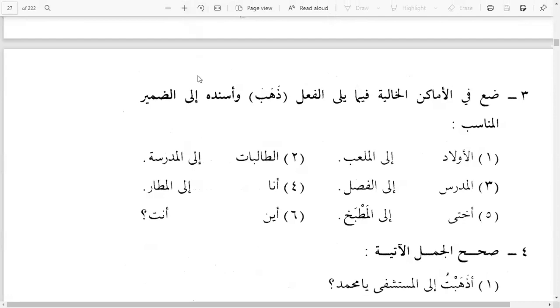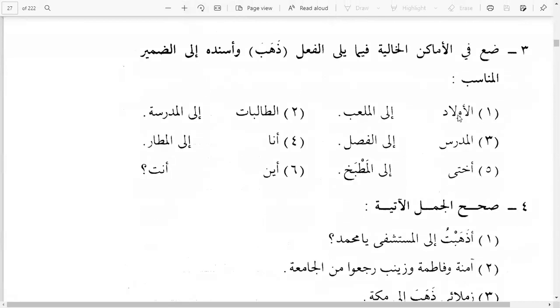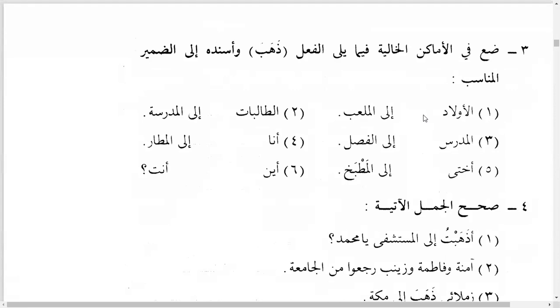All right, so number 1, al-awladu. So which verb form should we use here? Dhahabu, right? ذهبوا Dhahabu ila al-mal'ab. So the boys went to the playground. Al-awladu dhahabu ila al-mal'ab. Okay, what kind of sentence is this? Is it a nominal sentence or verbal sentence?